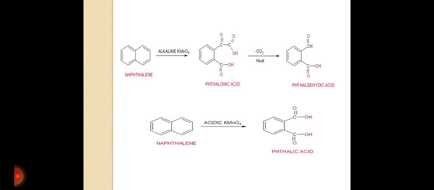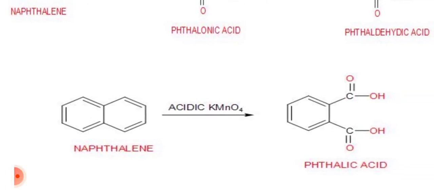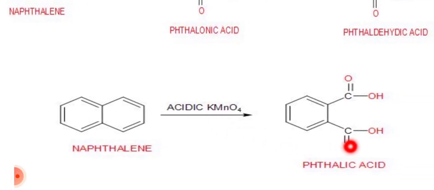The condition is somewhat changed in the acidic condition. Naphthalene under acidic oxidation in presence of potassium permanganate leads to formation of phthalic acid.